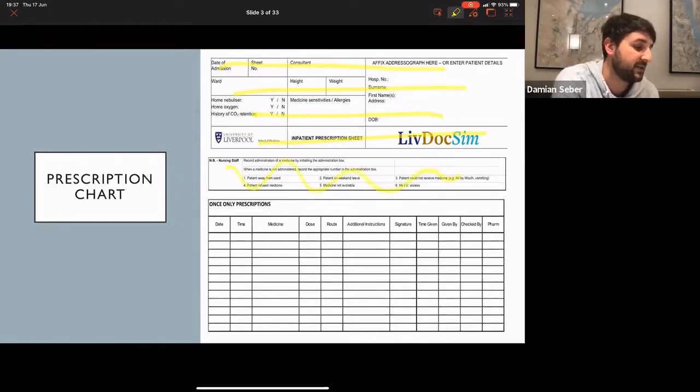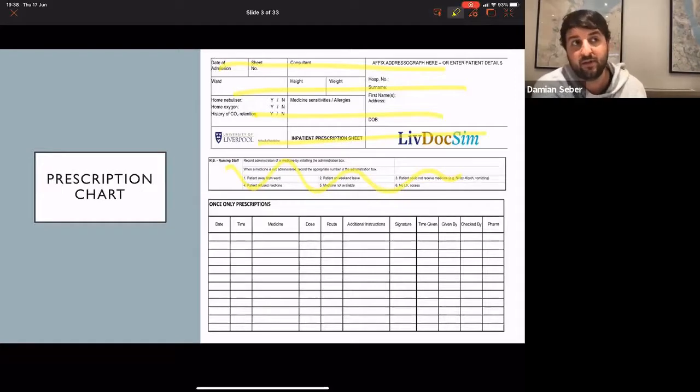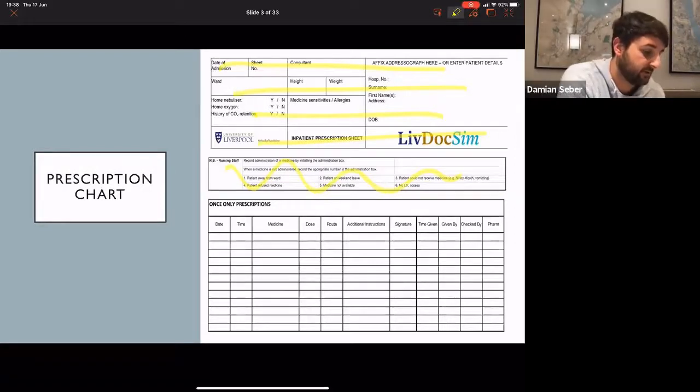And then immediately below that, you've got your once only prescriptions. So they're for your stat prescriptions essentially. So if you've started someone on empirical therapy for their UTI, the cultures come back and they're actually resistant to that, and you want to start them on amoxicillin or whatever, you could give them a stat dose there and also prescribe it on your regular medications as well. So that's where you do your stat prescriptions.